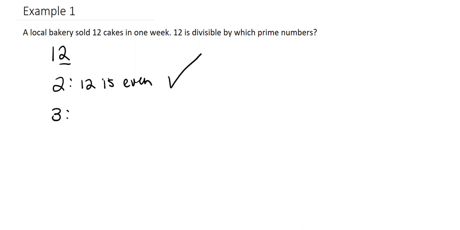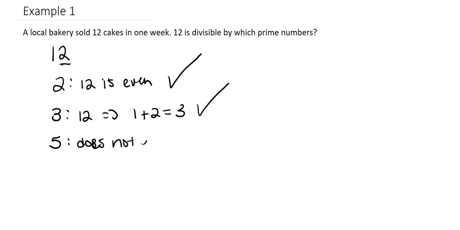Then we look at 3. Well, this is kind of like 21. We break 12 down into 1 plus 2. That's equal to 3, which can be divided by 3. So 3 checks out. Now the next number would be 5. Well, it doesn't end in a 0 or 5. So that one does not check out, right? So just 2 and 3 thus far.